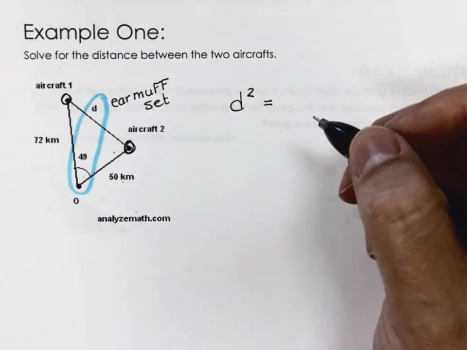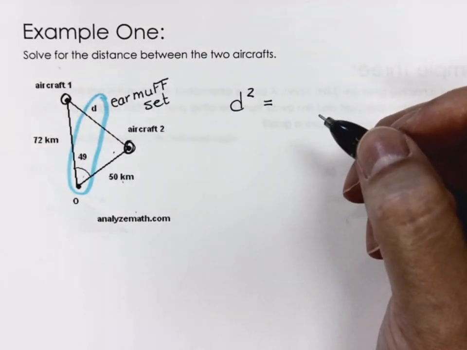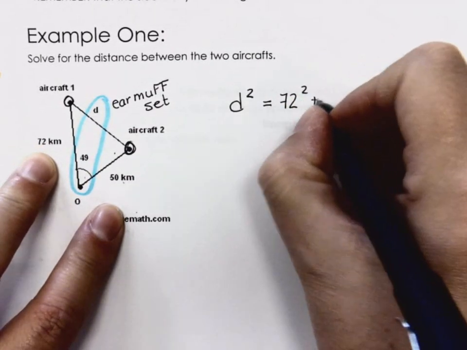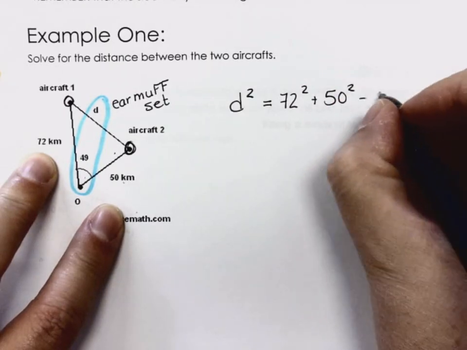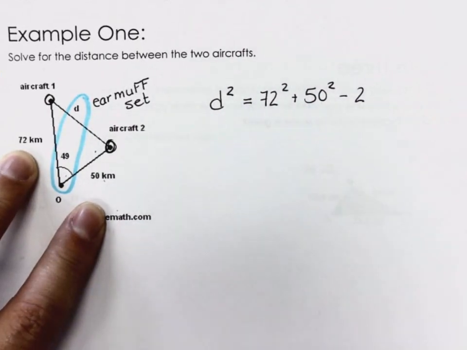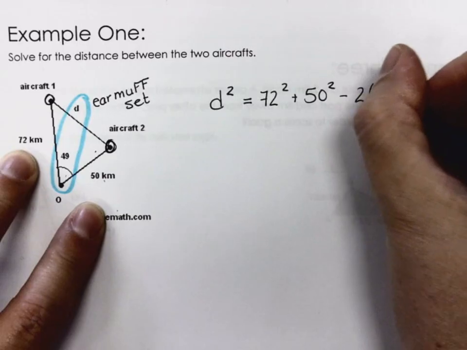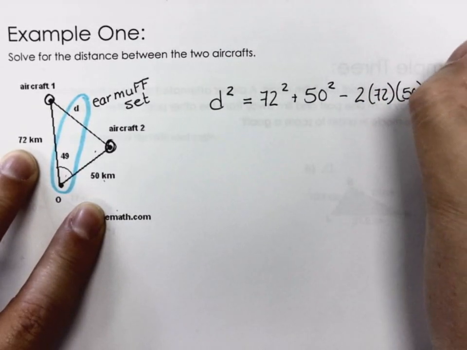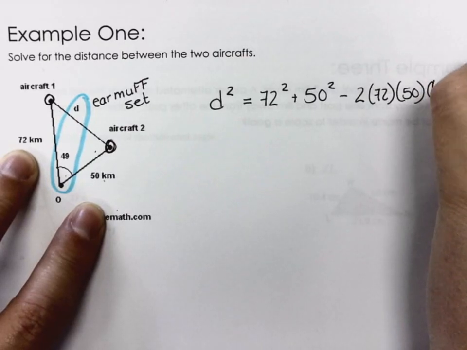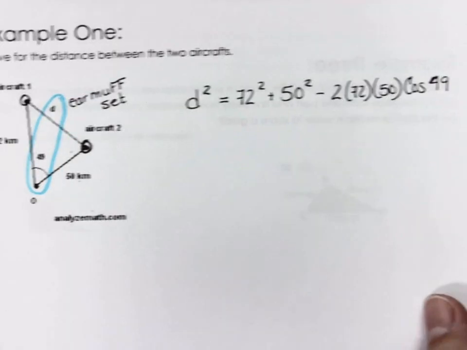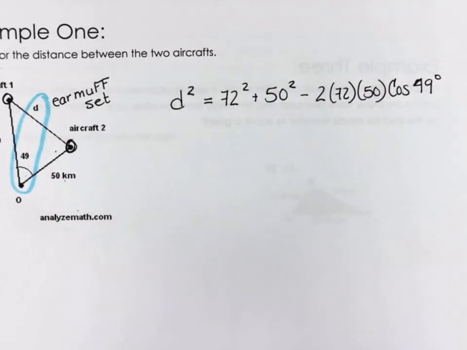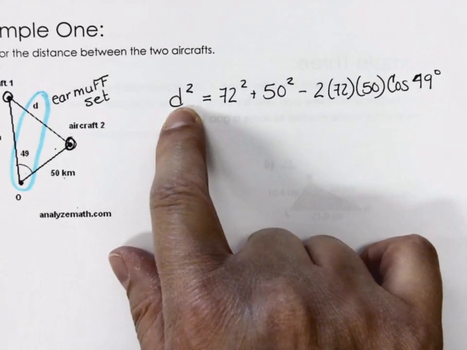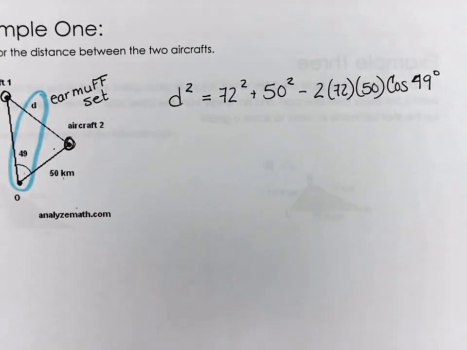It's kind of like Pythagorean theorem, which side's a, which side's b. It doesn't really matter. So I'm going to have 72 squared plus 50 squared minus 2, because that number 2 is in the formula, times 72 times 50 times cos of 49. Oh, sorry, that's a bad 4. So what you see are the earmuffs: the side that I'm trying to solve for and its matching angle.